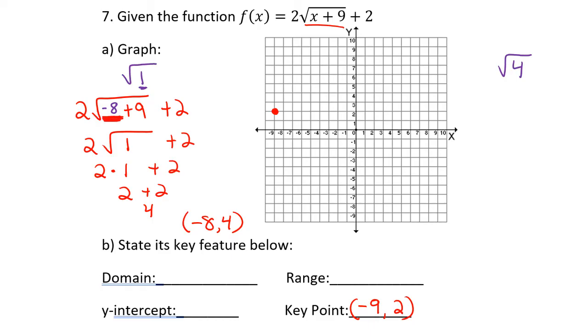Once again, we're just taking this number up here for our x. So we're going to have the point right here. Okay, and then we're going to create a square root of 4.